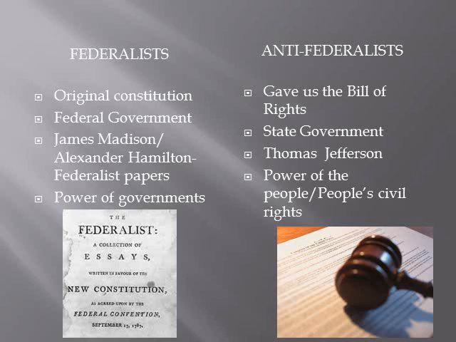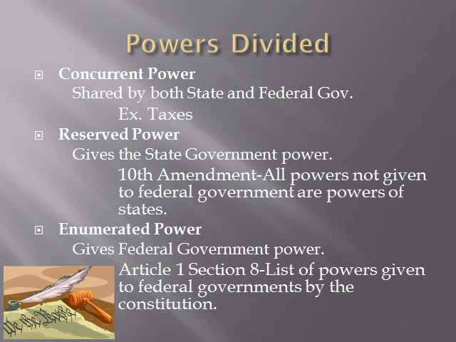The Anti-Federalists wanted power to the people. Powers divided. Concurrent powers are powers shared by both the state and federal government. An example would be taxes.